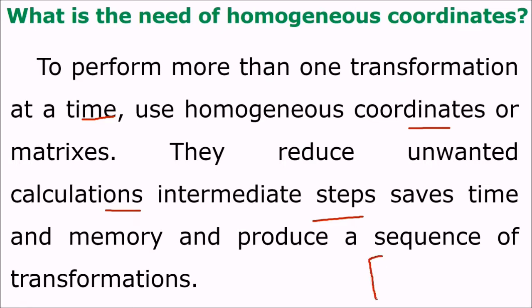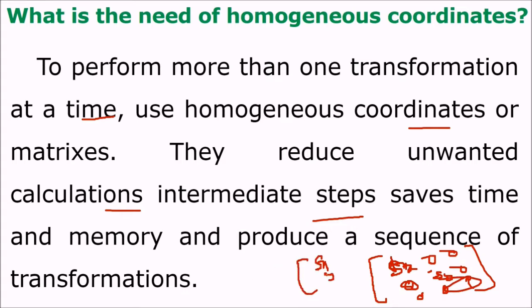For example, take translation with tx, and let us also scale it with sx, 0, 0, sy, 0, 0, 0, 0, 1. Sx and sy can be done in two dimensions, but here you are using a homogeneous coordinate. When you are taking x, y, or sx, sy and 1, this is your homogeneous coordinate. You are just making it do all this. That means you want to reduce the unwanted calculation, the intermediate steps, and also save time and memory to produce a sequence of transformations.